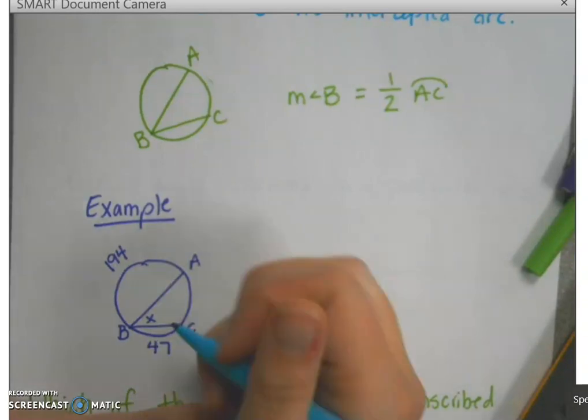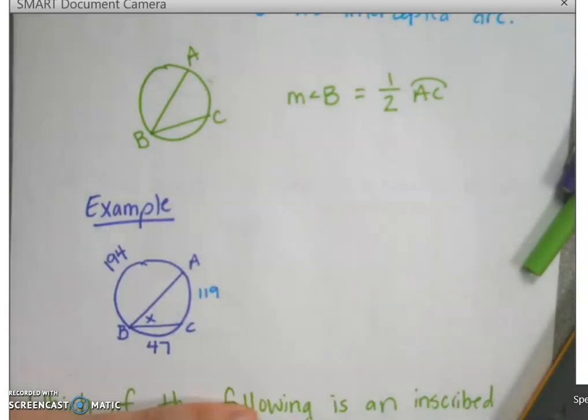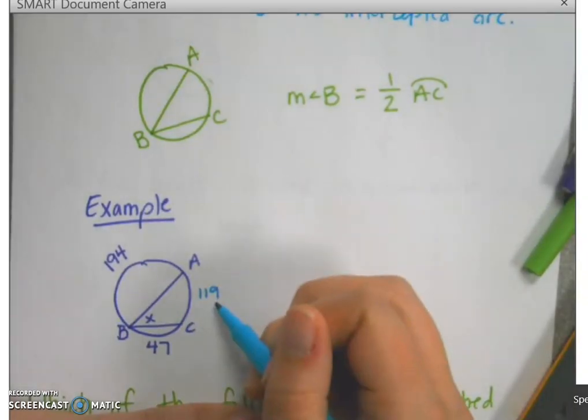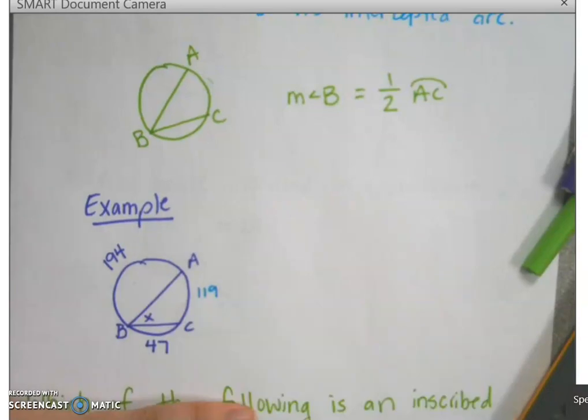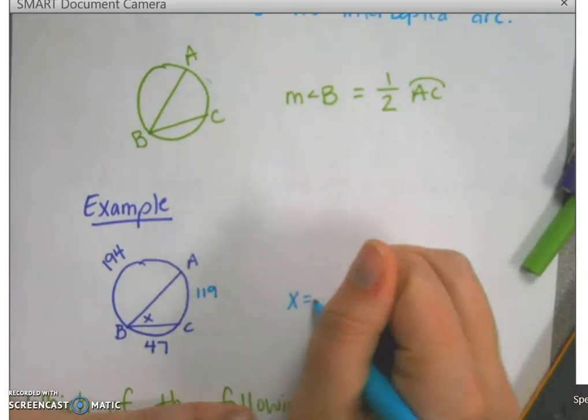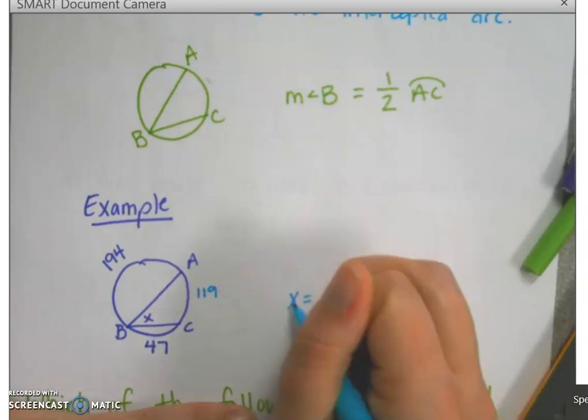And I just got 119. So if the arc is 119, the angle is going to be half of that, 59.5.